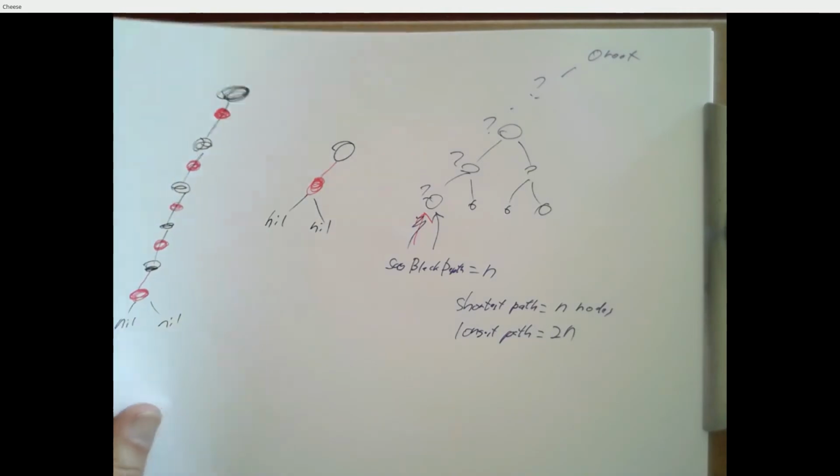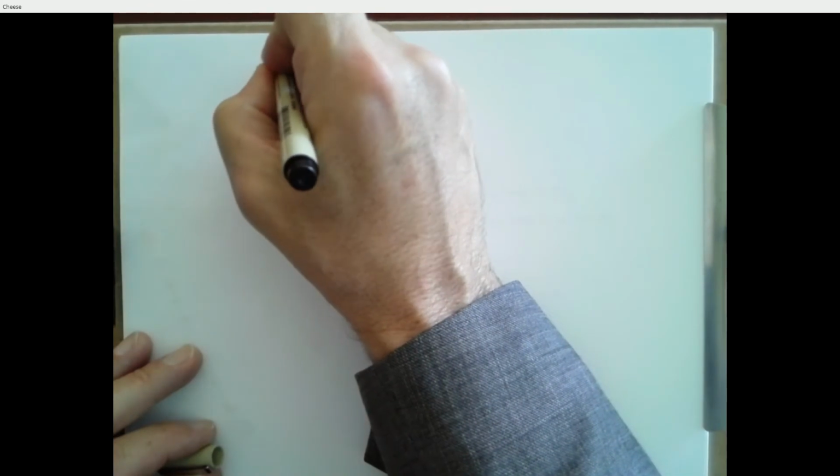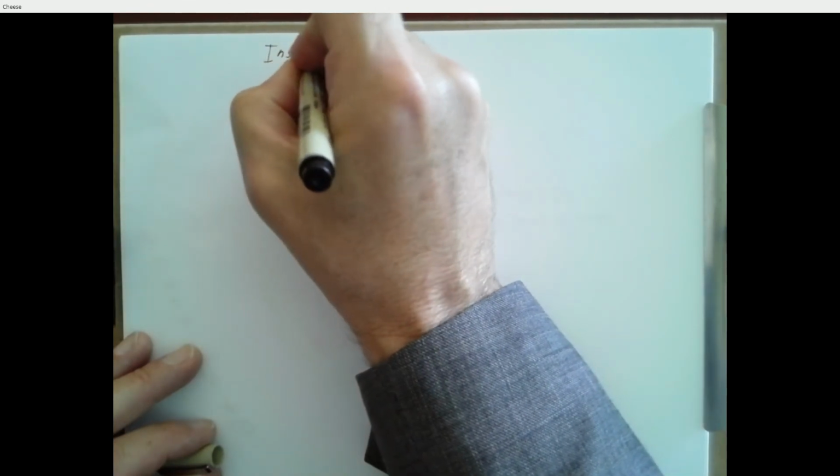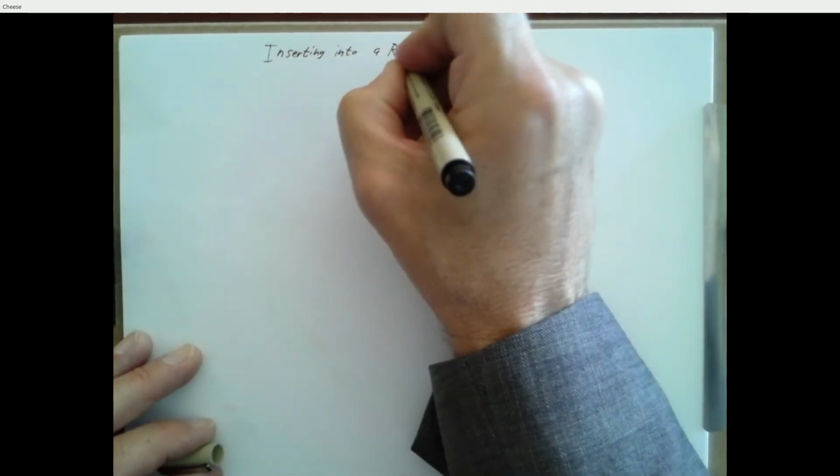So how do you decide when adding a node if it's going to be black or red? So that's the next part, is how do we use this? What's our algorithm? So inserting into a red-black tree.